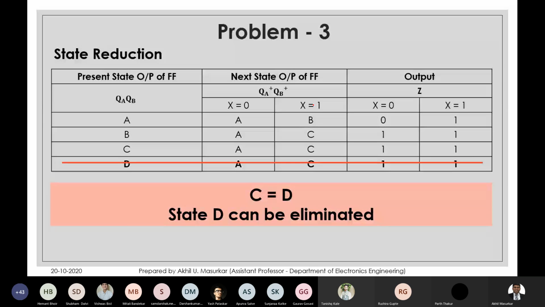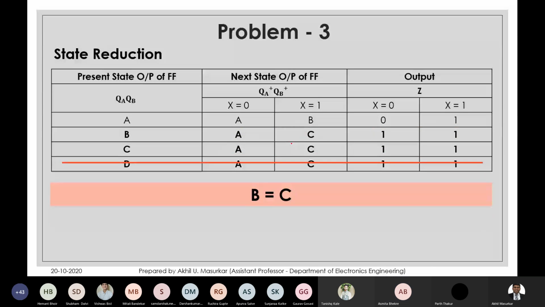Now can you tell me out of A, B and C, which states are equal? B and C are equal. Why are they equal? Because the output as well as the next state of the flip-flops are similar. So these are the outputs. Are they similar? 1, 1, yes. And the next states are A and C, so even they are equal. So that is why they are similar. So now we can say that state B is equal to state C. So I have just highlighted that.